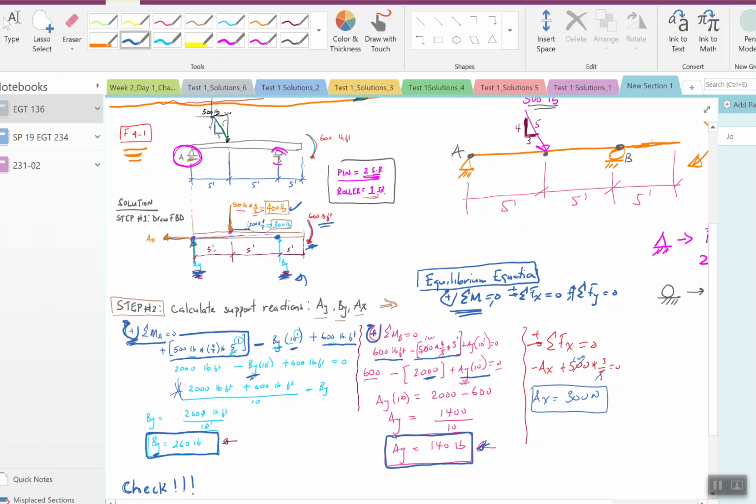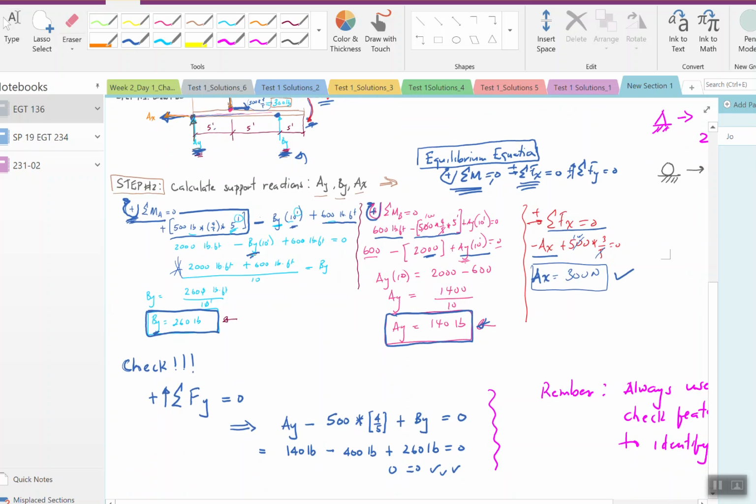Now for our next support reaction, since this force right here from the beginning has an x and y component, and we have a pin, we can utilize our equilibrium equation, the sum of the forces in the x direction, to solve that. So the sum of the forces in the x direction equals 0. We have negative Ax because Ax is pointing in that direction, and then plus this component right here, 500 times 3/5, which is 300. That's how you get your Ax. Solve for Ax, you get this.